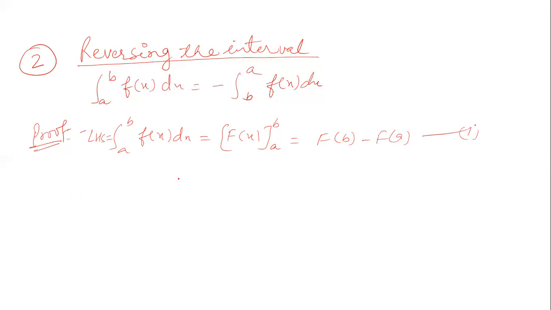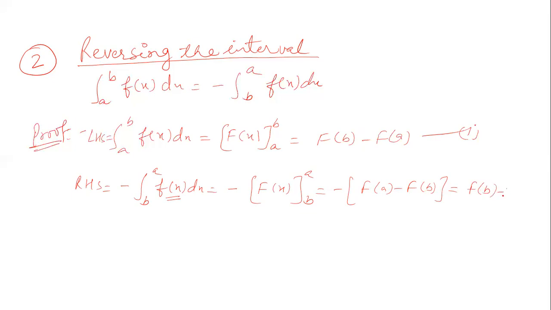Now, taking RHS. RHS is minus the integral from a to b of f(x) dx, equals minus as it is, and say the antiderivative of f(x) is capital F(x), with limits a to b. That is minus (F(a) minus F(b)). On multiplying with the minus sign, that is F(b) minus F(a). Say this is equation number 2.